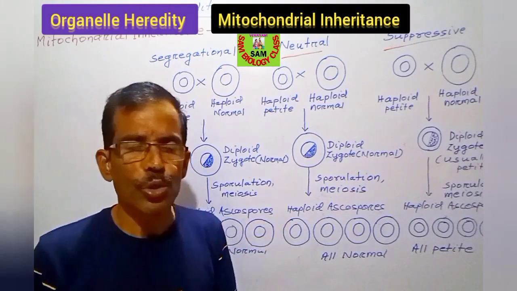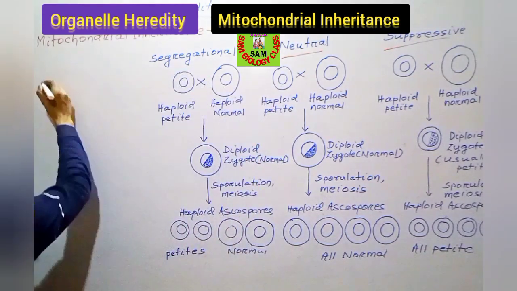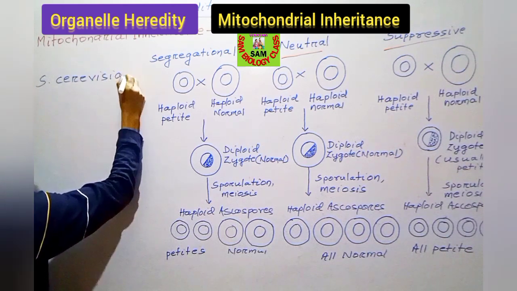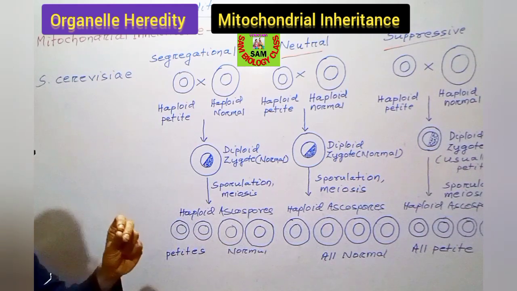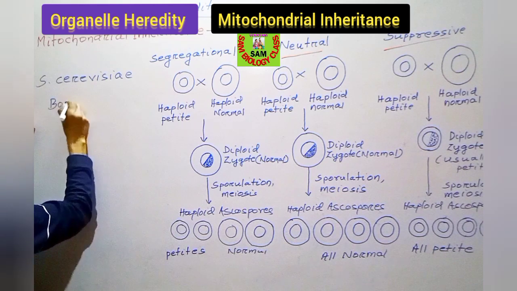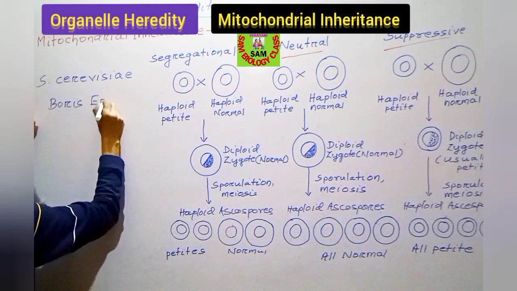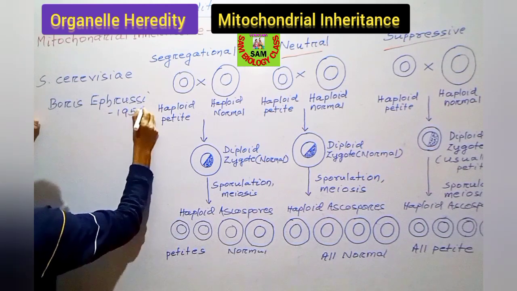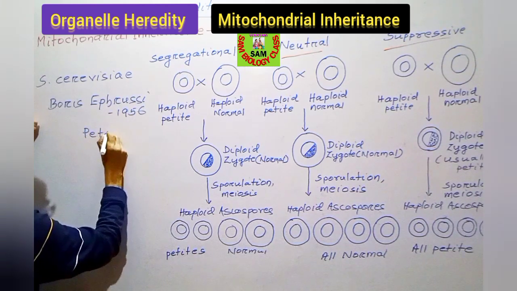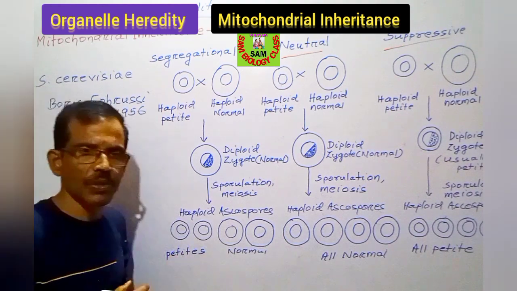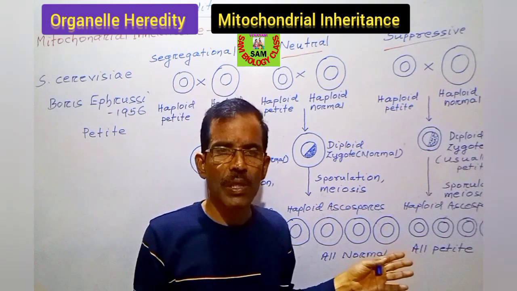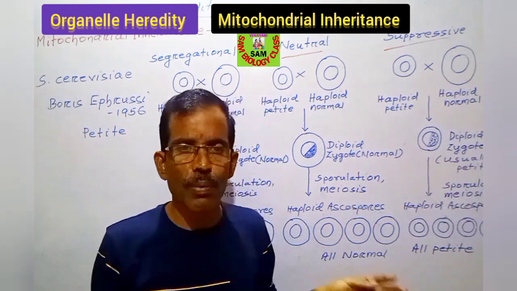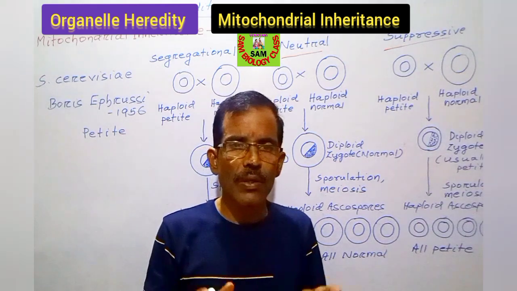Extranuclear inheritance has also been studied in the yeast Saccharomyces cerevisiae, involving mitochondrial function. The first mitochondrial mutation was described in yeast by Boris Ephrussi and his co-workers in 1956. These mutations are named petite because of the small size of yeast colonies. Many independent petite mutations have been discovered and studied. In all of them, there is a deficiency of respiration involving abnormal electron transport.